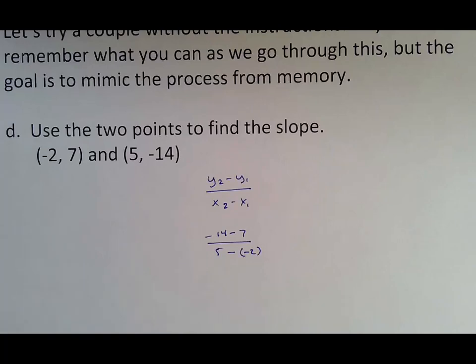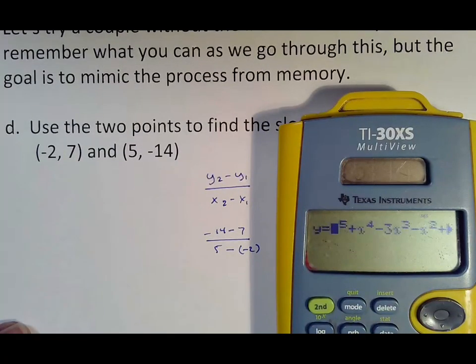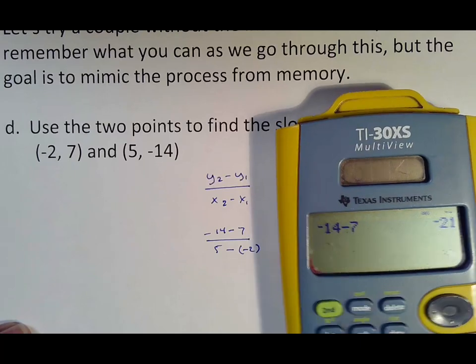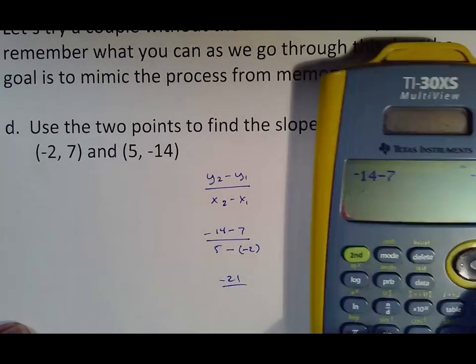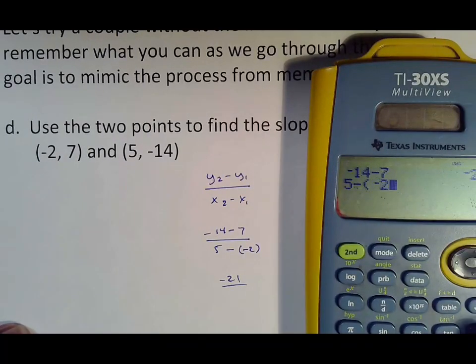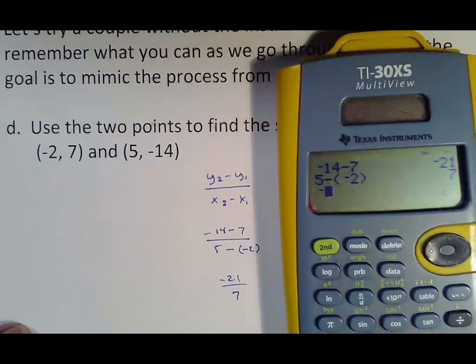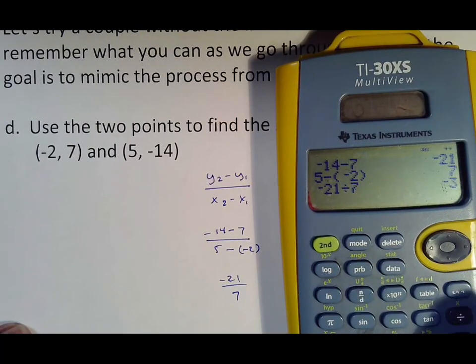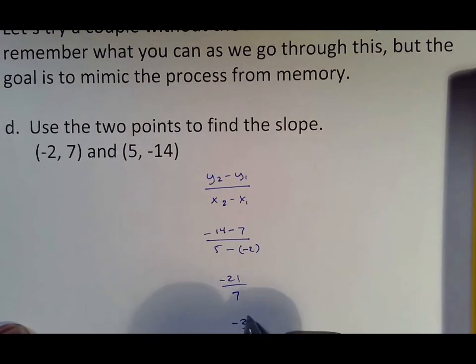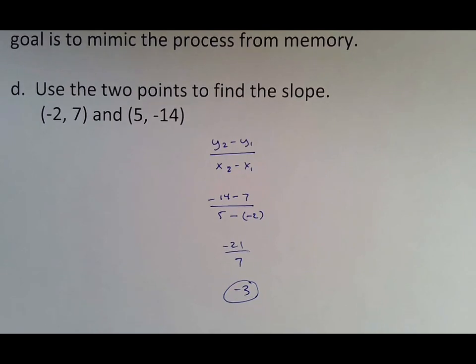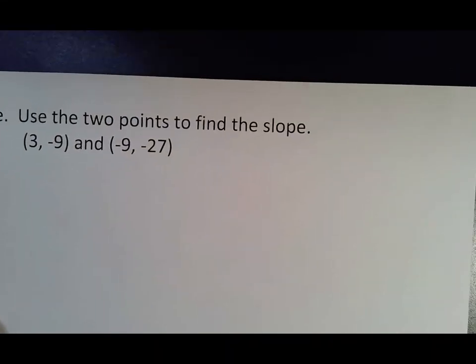If you don't know what that is, now you use the calculator the way that we've learned, or the way that you've been shown, which is -14 minus 7, or -21, over 5 minus parentheses -2, which is 7. And if you don't know what -21 divided by 7 is, type that in as well, and you end up with -3 as your slope. So just remember to keep all that in mind. Take your time, and again, make sure you understand what you're doing with that information so that you can fight your way to it. In general, the main thing is just these two steps.